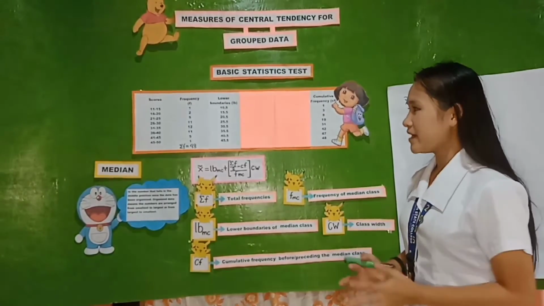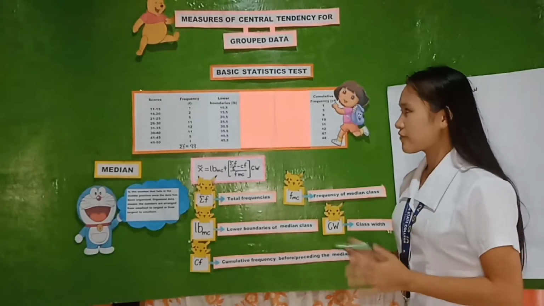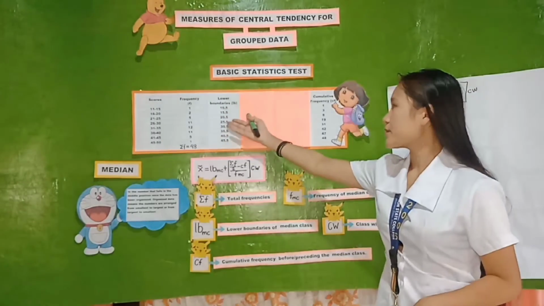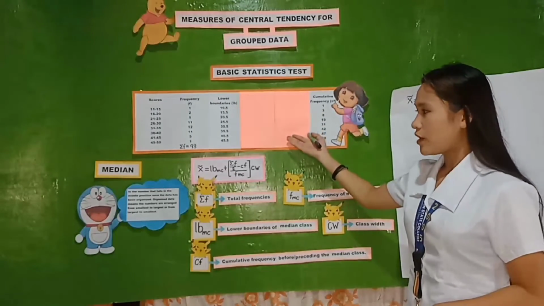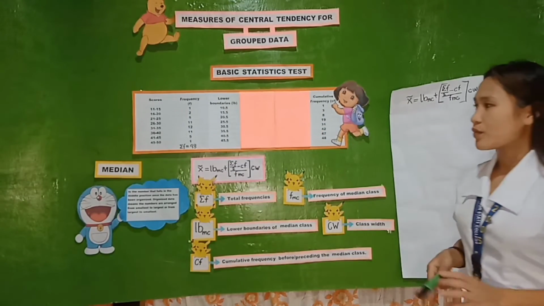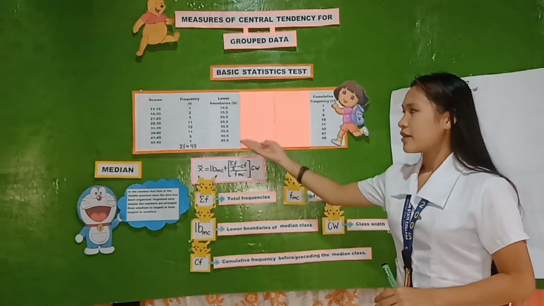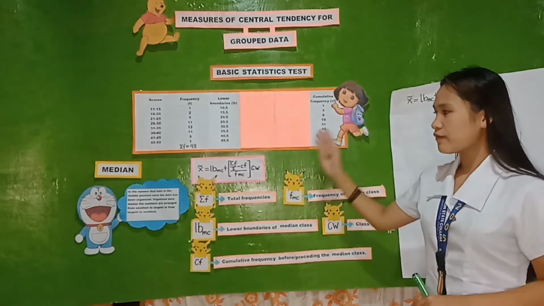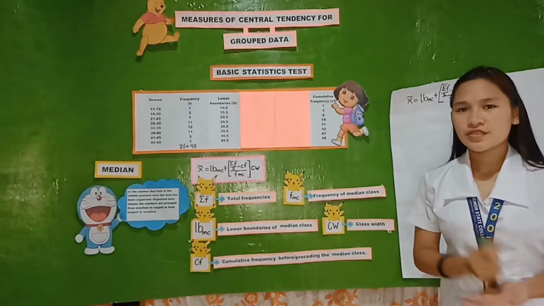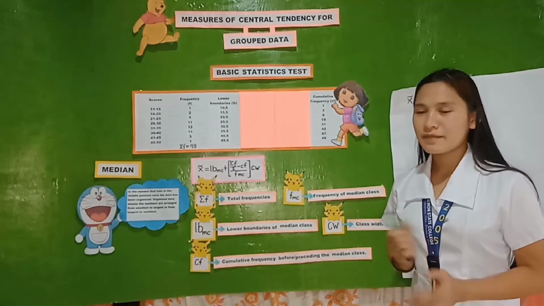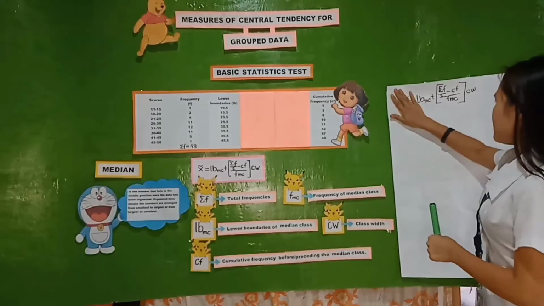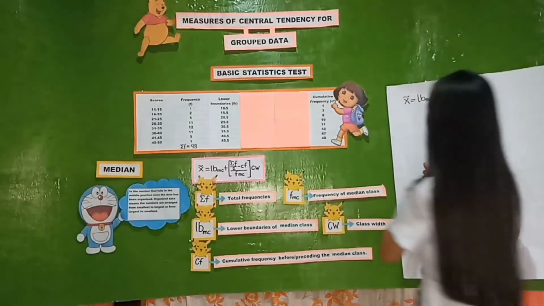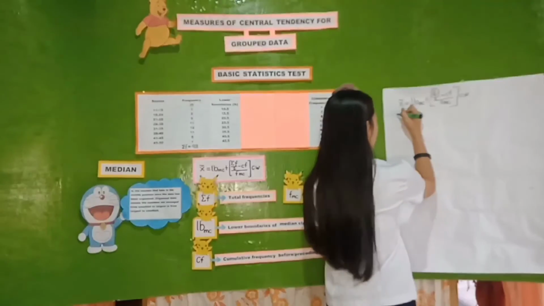To find the median, we will only use the frequency, the lower boundaries, and the cumulative frequency from this table. But remember that we cannot use any numbers from this table to find the median. What we need to do is to find first the median class. So to find the median class, we should use this formula.